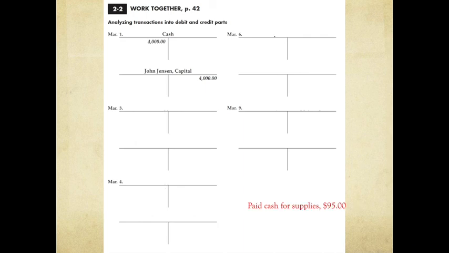The next one, paid cash for supplies. The two accounts affected, cash and supplies. They are both assets. Cash is going down. Supplies is going up. So we'll list our two accounts, supplies and cash. Cash is an asset and our supplies is going up. So therefore we have to debit. That's our normal balance side. Cash is going down. So therefore we have to credit our cash.